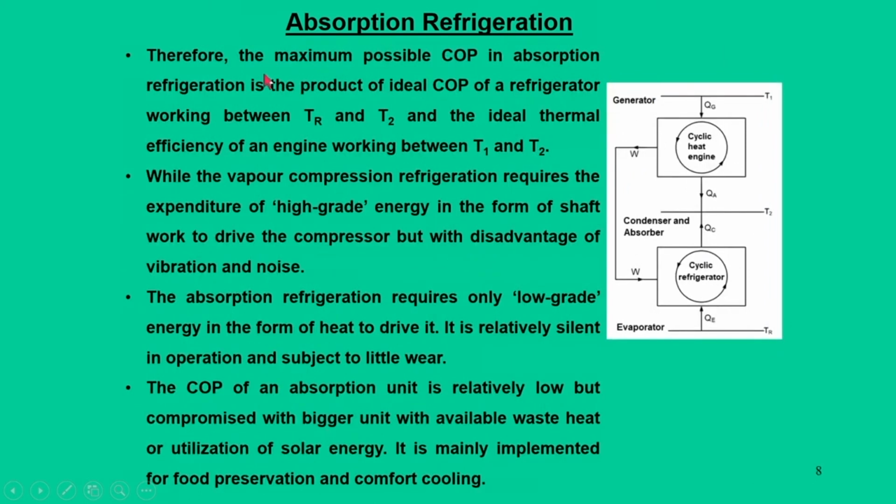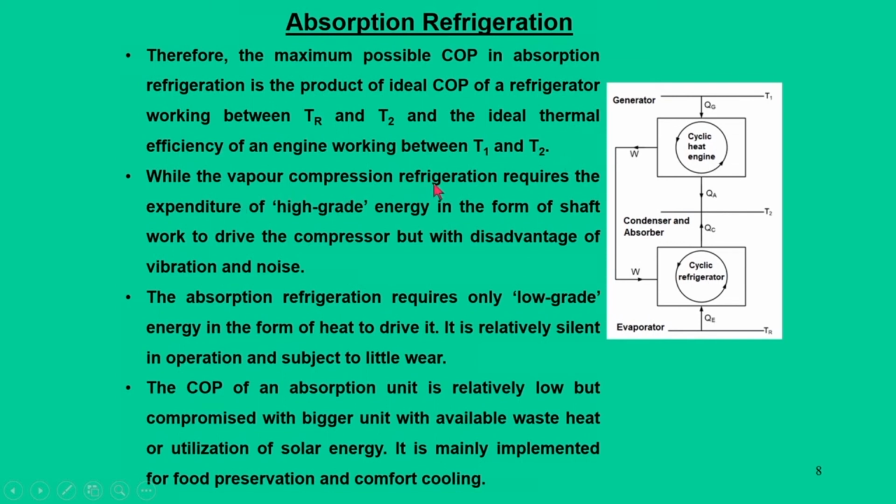So, the summary that we can get out of this analysis is that the maximum possible COP in a vapor absorption unit is nothing but the product of the ideal COP of a refrigerator working between T R and T 2, and the ideal thermal efficiency of the engine working between T 1 and T 2.